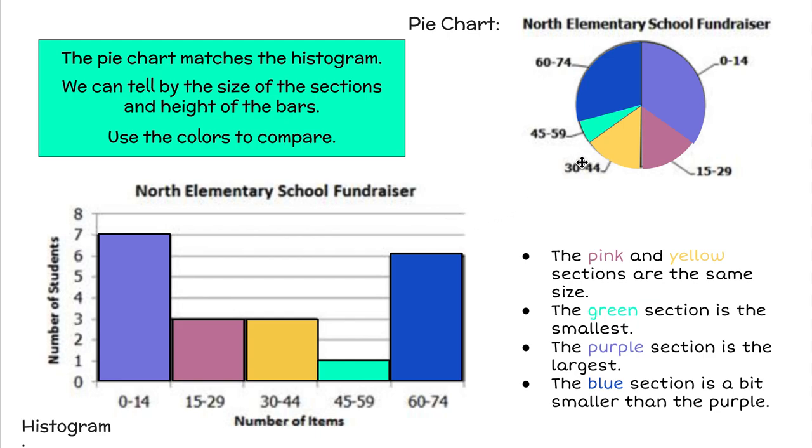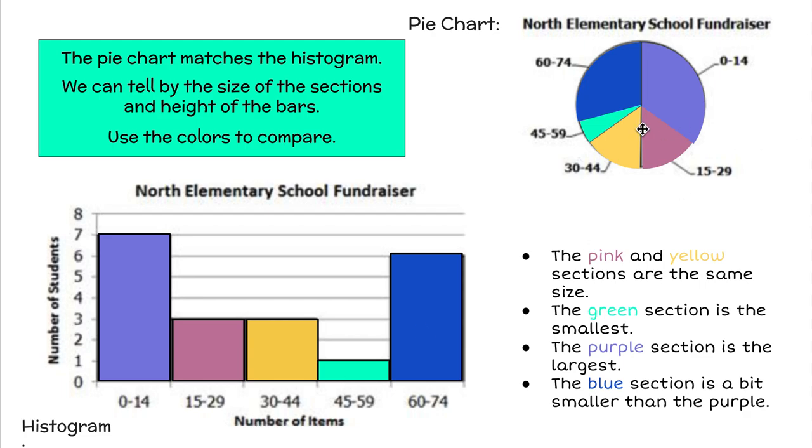The other thing that stands out to me is the smallest section. So it's kind of like when we found the largest, now we can find the smallest. That was the number of items between 45 and 59, this green color here. And that should be the smallest section in our chart, which would correlate to the smallest section on our histogram. So you can see that those two greenish bars there are both the smallest in their graphs.